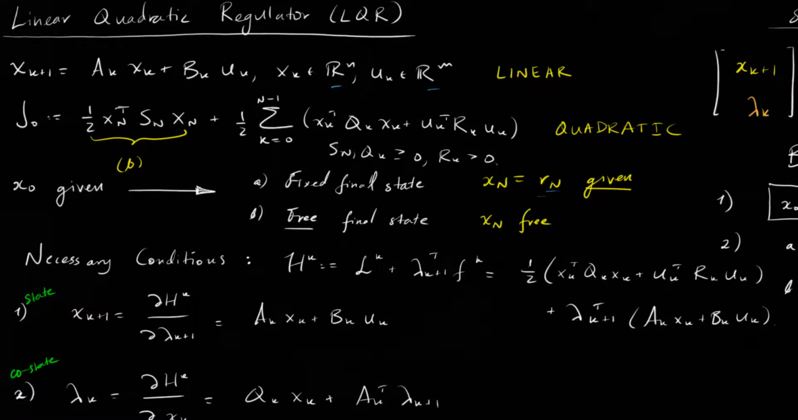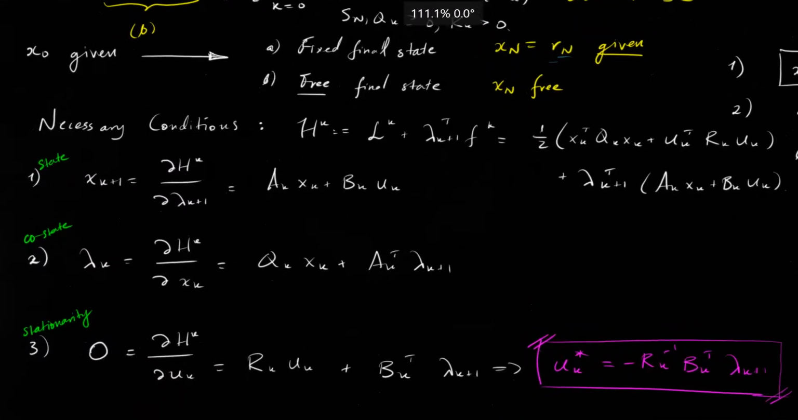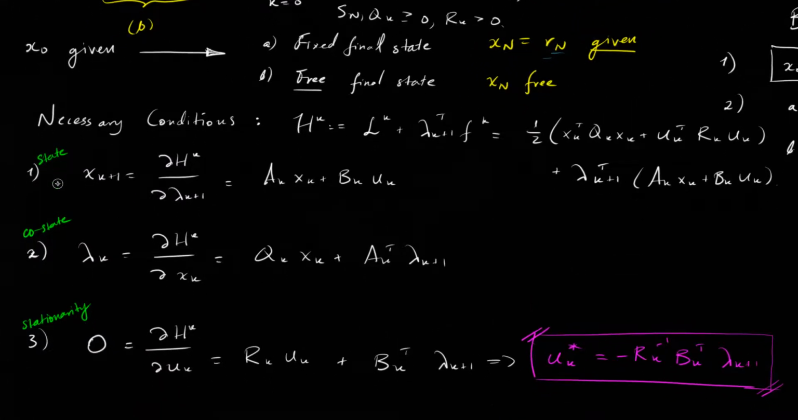Okay, and we actually did derive the necessary conditions for an optimal control here. Let me just show you them. We had three different conditions. Remember, we constructed the Hamiltonian, which is just the Lagrangian plus the Lagrange multipliers times the function f, the dynamics. We had the state equation, which is just the trivial linear dynamics, the co-state equation, and the stationarity condition. And from the stationarity condition, we already got the form of the optimal control over here.